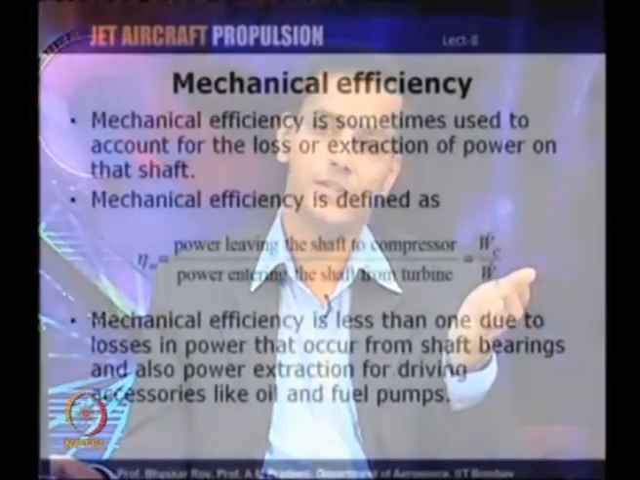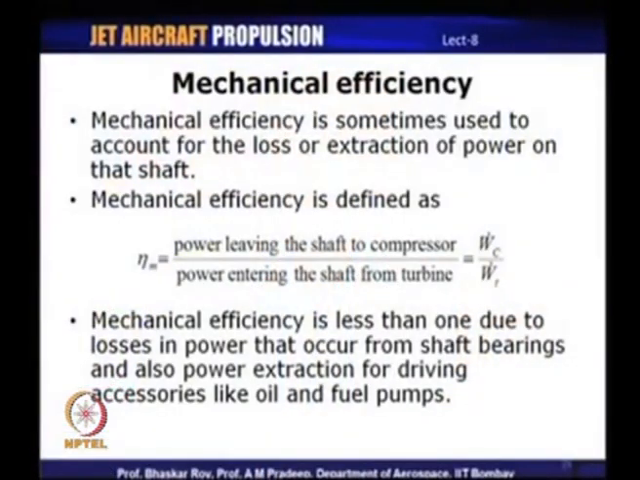Well, in some cases we would also consider losses due to the transmission of power through a shaft. So, mechanical efficiency is one more loss parameter that is sometimes defined when we carry out a real cycle analysis. How do we define mechanical efficiency? It is defined as the ratio of the power leaving the shaft to the compressor divided by the power entering the shaft from the turbine. That is the work of the compressor to the work of the turbine.